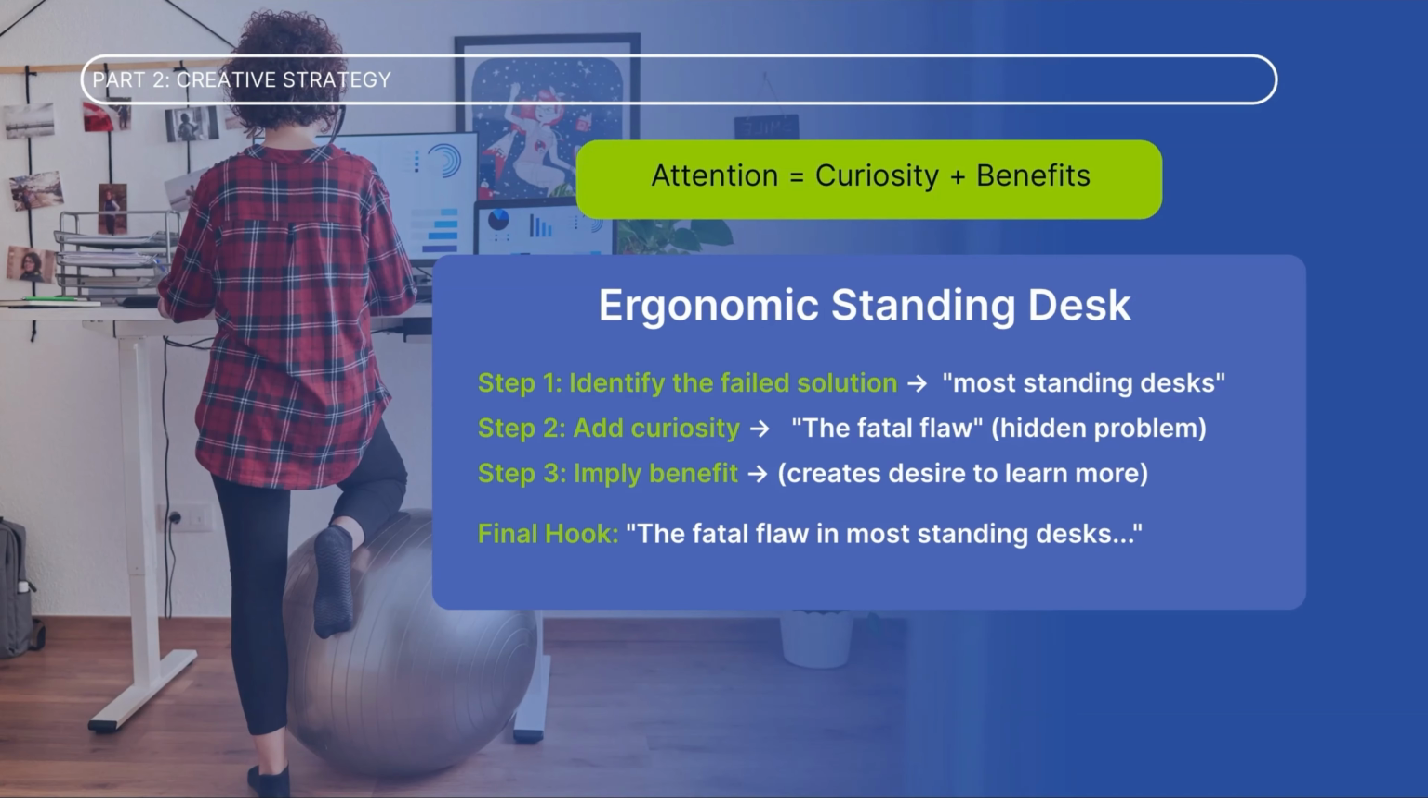Let's do another stage 3 hook. Let's say we're advertising an ergonomic standing desk. So step 1, identify the failed solution: most standing desks. Step 2, add curiosity: which is a fatal flaw. Step 3, we imply a benefit. This creates a desire to learn more. So our final hook is: the fatal flaw in most standing desks.